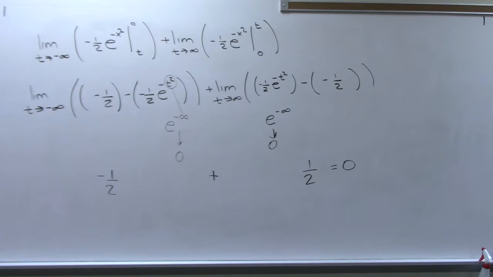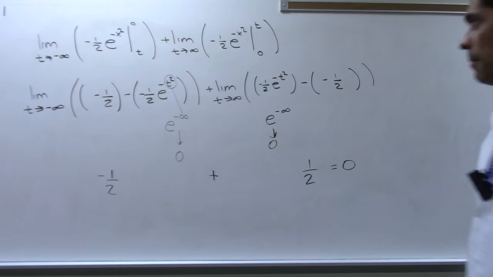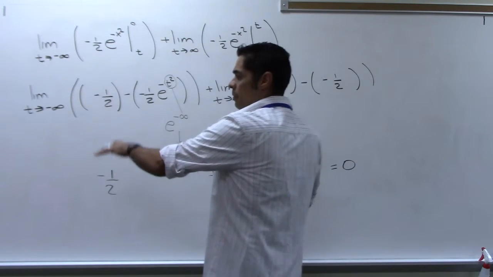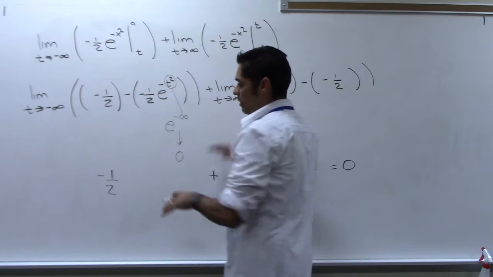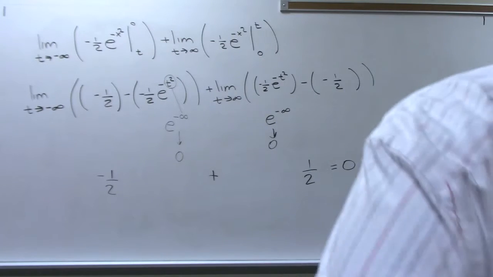I don't know if I have time to graph this, but I won't. But essentially what's happening is that part of the graph is above the x-axis, part of it's below, and those areas together wipe each other out, and you get a net area of 0.